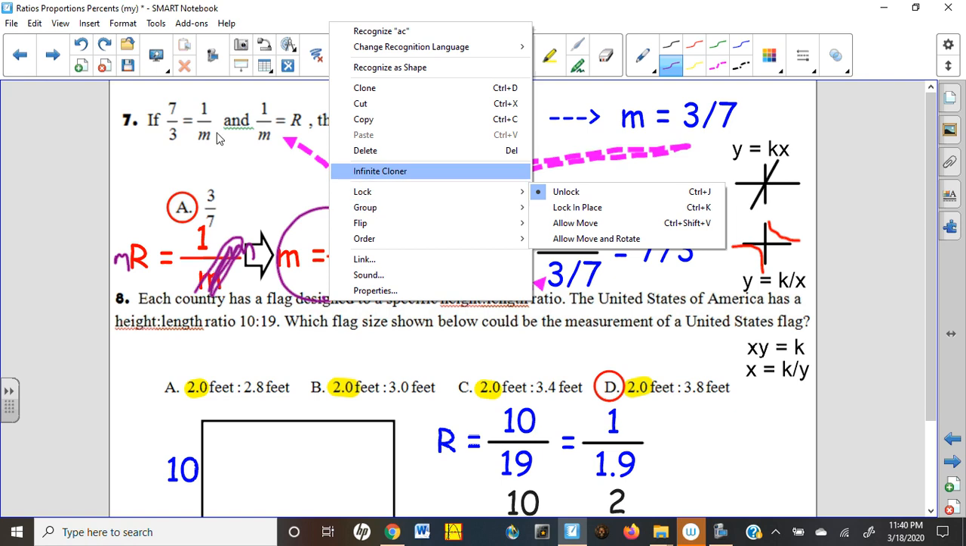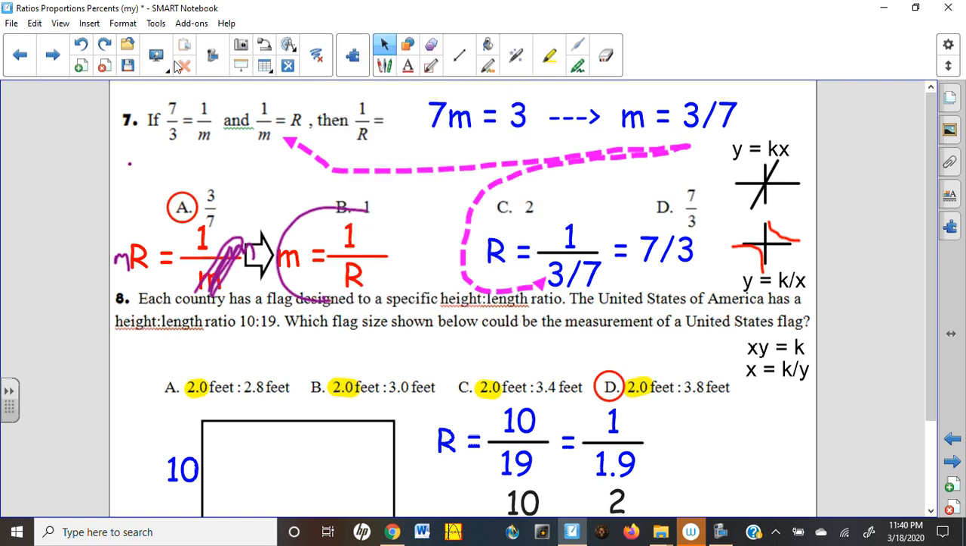So if you do that, what you realize is that m and r basically have to be reciprocals of each other. But since 1 over r is equal to m, we could come up here and say, well, when I cross multiply 7 times m, 3 times 1, m would have to be 3/7.